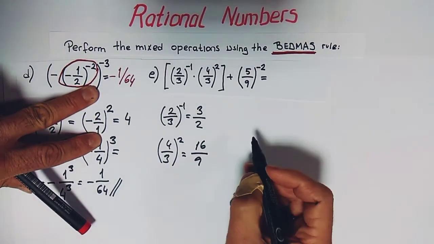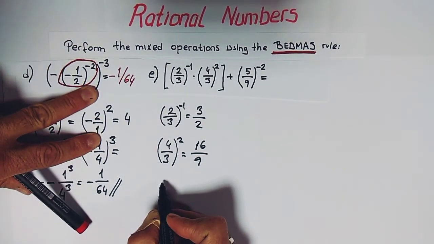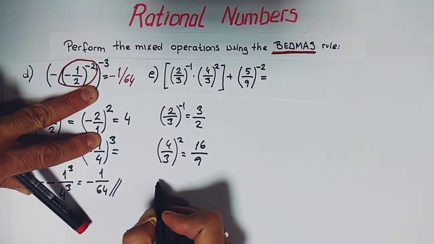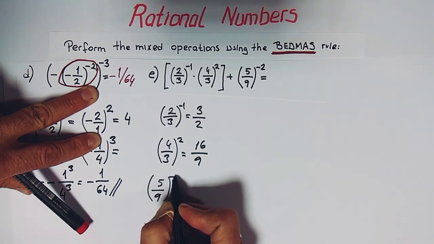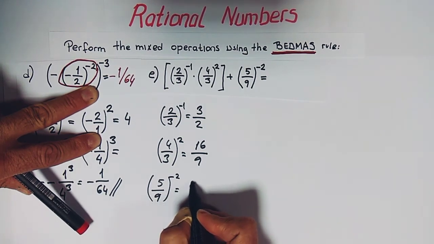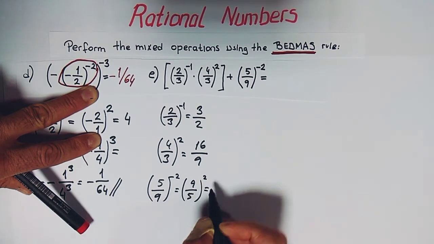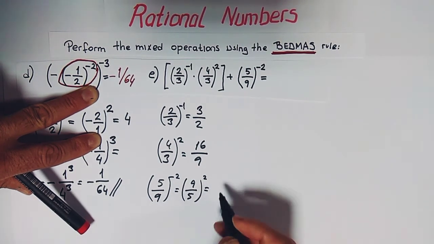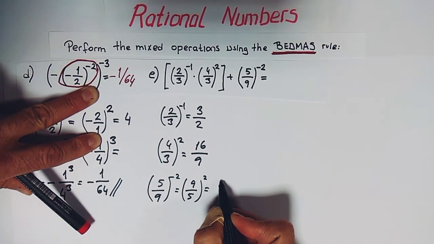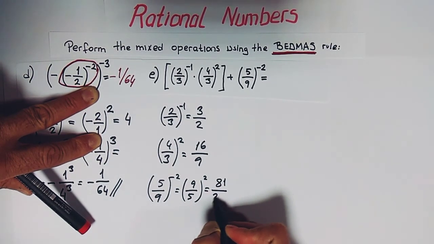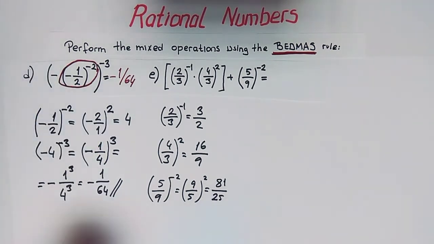What about the third one? Yeah, I write it here. Here I have 5 over 9, negative 2 power. It's, yes, 9 over 5 squared. Because of minus, I take the reciprocal. I flip the 5 over 9 to 9 over 5. And it is 81 over 25.